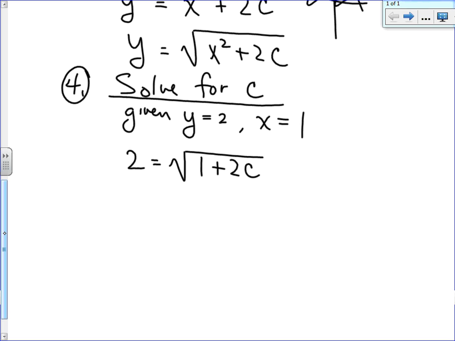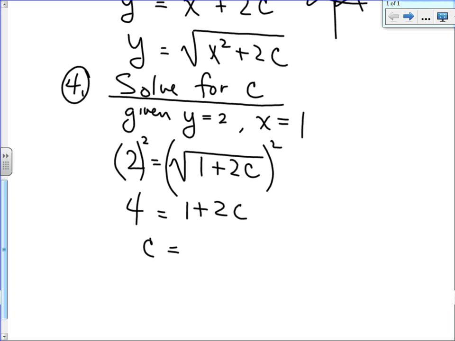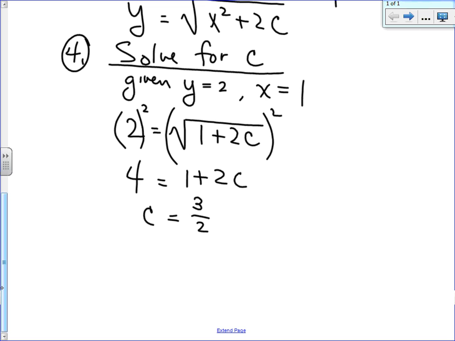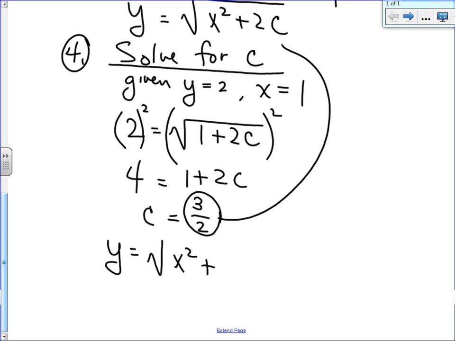Square both sides. So I'm going to square this side, and I'm going to square this side because I need to get rid of the square root. So I get 4 is equal to 1 plus 2c, and I hope the rest of it is okay. So c is going to equal, I move the 1 over, 3 divided by 2, so we get 3 halves. Okay, so finally we write our final equation, which will be y is equal to the square root of x squared plus, if I put 3 halves into c, of course, that reduces to 3.